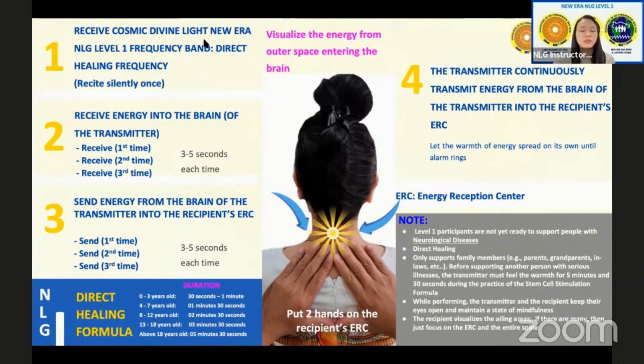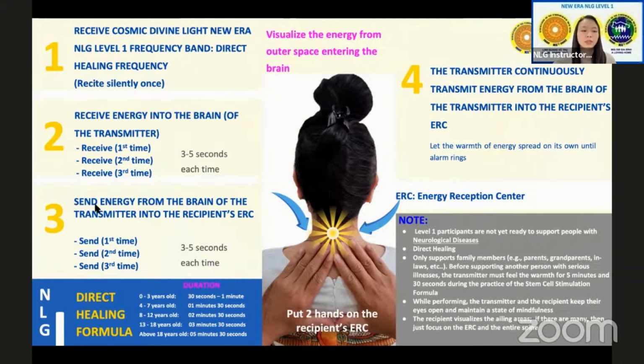So step 1, receive cosmic divine light, new era energy level 1 frequency band, direct healing frequency. So you recite that in your head. And then of course for 2, 3, and 4, you recite everything in your head as well. Step 2, receive energy into the brain of the transmitter. So that is your brain. Okay. Receive first time, receive second time, receive third time.